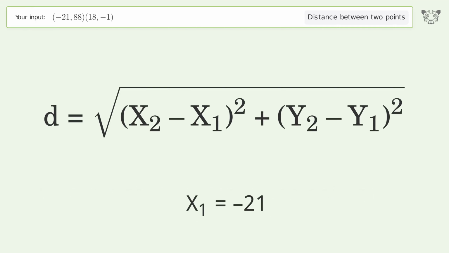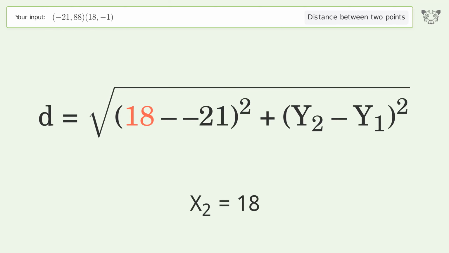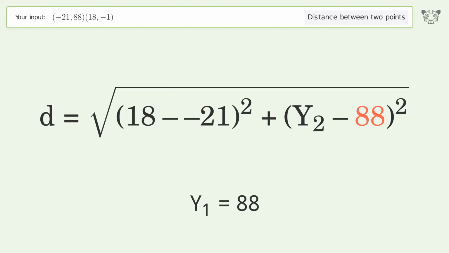x1 equals -21. x2 equals 18. y1 equals 88. y2 equals -1.